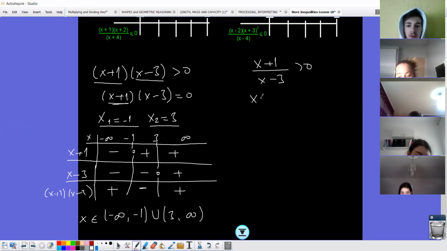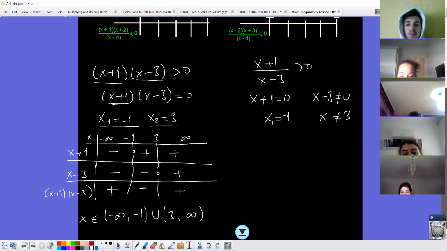Division. Only here, we'll do x plus 1 is equal to 0 to find the critical point. x will be minus 1. But because this one is the denominator, x minus 3 cannot be 0, yes? So x cannot be 3, but again, this one is our critical point, okay?